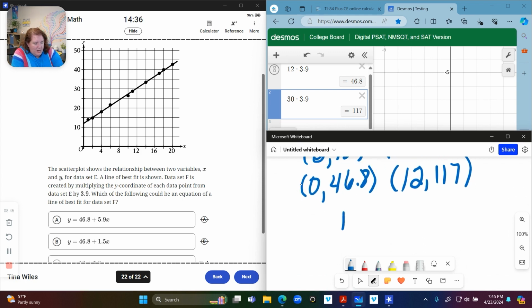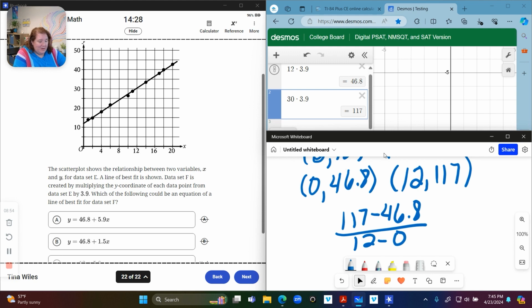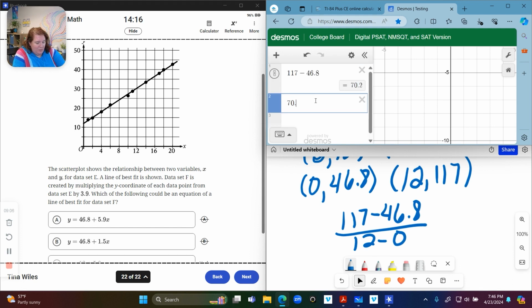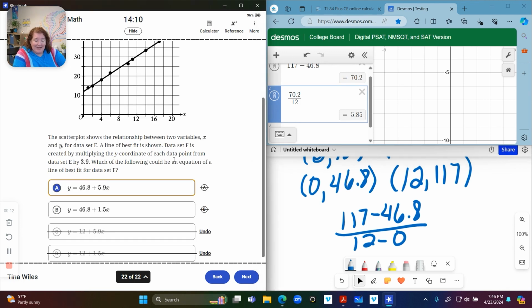And now I need to find the slope. So 117 minus 46.8 over 12 minus 0. I'm just doing y2 minus y1 over x2 minus x1. So 117 minus 46.8 gives me 70.2. And I would do 70.2 divided by 12. 5.85 means A is the answer.